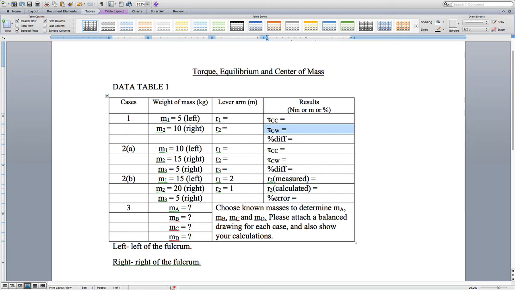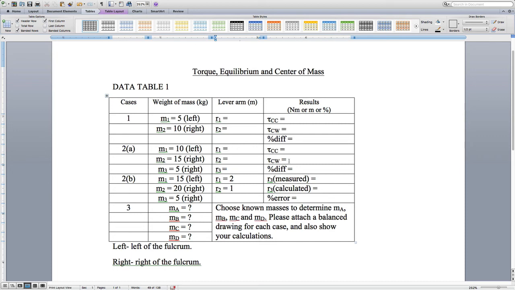Now for the second part, I want you to take 10 kilogram left. When I put left in parentheses, what I mean is put that mass on the left hand side. So take the 10 kilogram and put it on the left, then take a 15 and a 5 and put both of them on the right. Again, this is a matter of your own choice. Just choose a location for the 10, the 15, and the 5, then find the clockwise and counterclockwise torques.